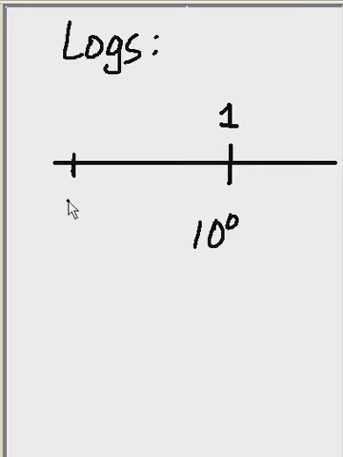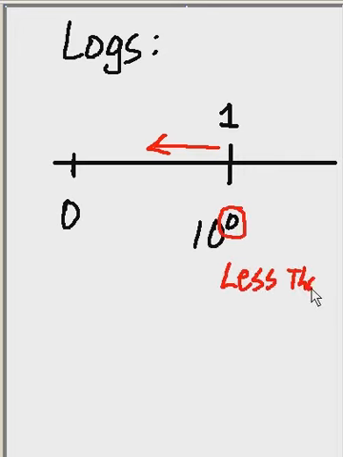Let's say over here I have 0 on my number line. If 10 to the 0 gives me 1, then of a necessity, any number below 1 will require having an exponent here that is less than 0. If 10 to the 0 gives me a 1, then anything less than 0, 10 to the negative something, will give me a number less than 1.